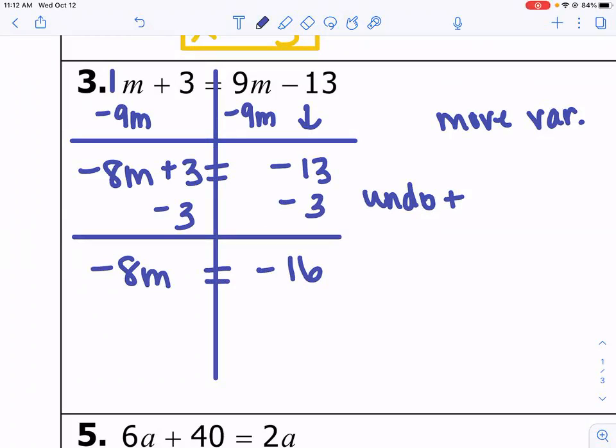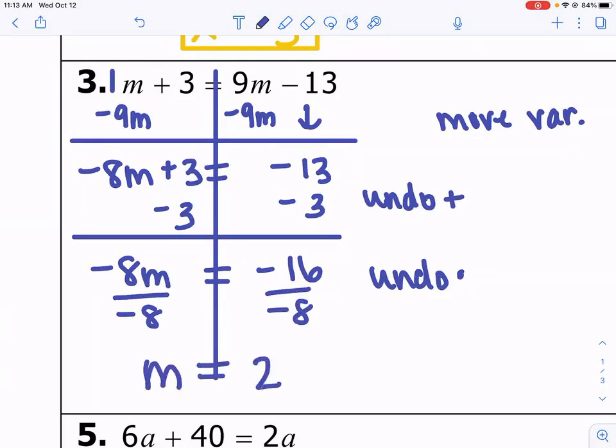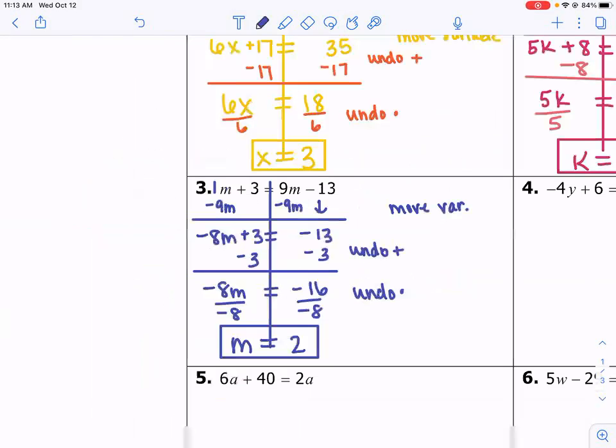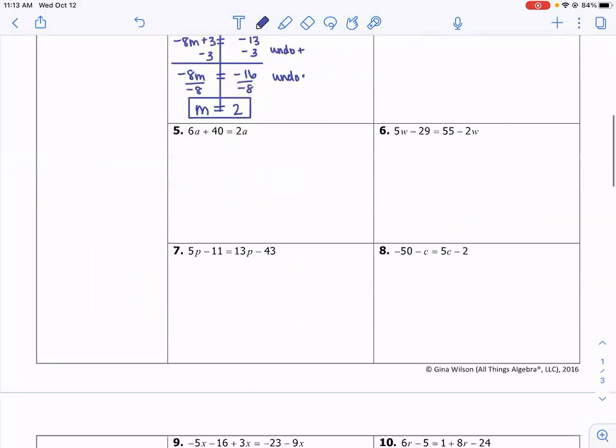Kinley, what's our last step? Okay, we're gonna undo the multiplication to divide both sides by -8 to get 2. Right. Let's slide over to the next page. We're gonna look at number 9.